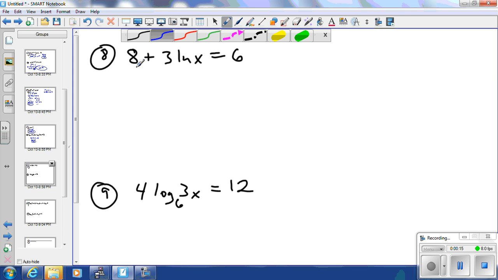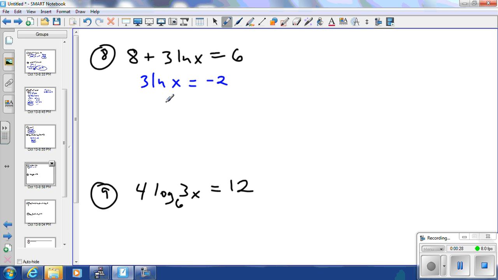Number 8 here, I'm going to go ahead and subtract 8 from both sides. So I have 3 natural log of x is going to equal 6 minus 8, which is going to give me negative 2. The natural log of x is going to equal negative 2/3.